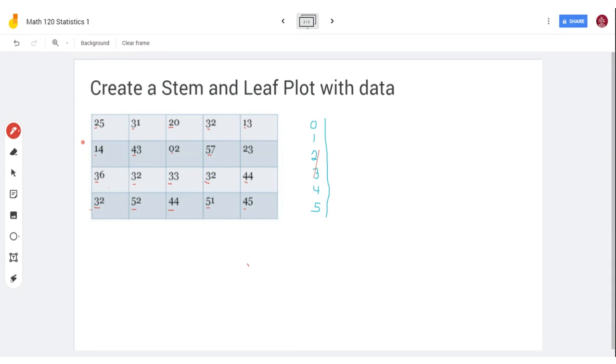All right. So what I'm going to do is go to this first one, and I'm going to mark them out as I do them. 25 means that we're going to have a 5 right there. So that right there represents 25. So that one's taken care of. For this one, it's 3, 1. So 3, 1 is right there. 20 is 2, 0. We don't need another 20 because we've already got it, but we just put the 0 there to represent 20. 3, 2, 32.